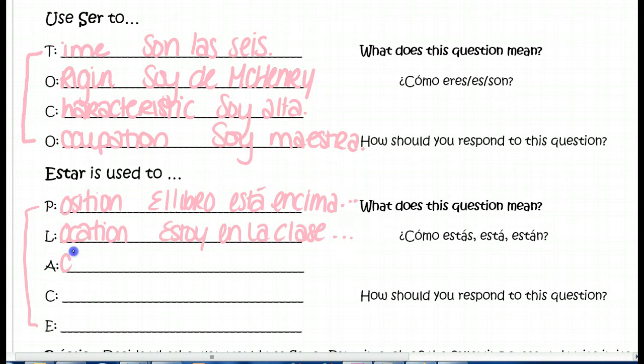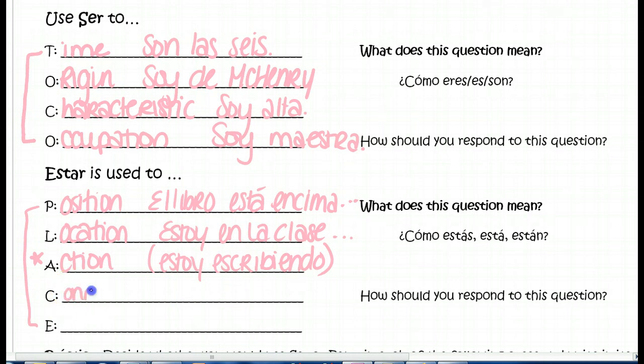A stands for action. This is something we'll learn a little bit later. An example would be something like estoy escribiendo. The I-E-N-D-O translates in English to an I-N-G word. This is something you're not going to learn until Spanish 2, so don't worry about the A for action, but it will help you to remember this for next year.